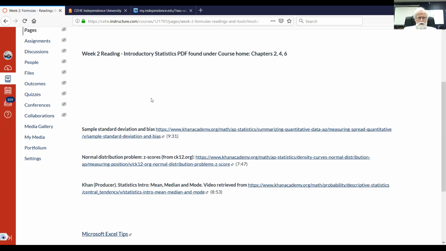The reading for this week will include the open source OpenStax book, chapters 2, 4, and 6, which cover such things as that. We're going to look at standard deviation and bias. These videos I will let you watch on your own. They're Khan Academy videos, which can give you a lot of information about some of the topics we're going to be discussing and beginning to discuss this week and discuss several times over the rest of the course.